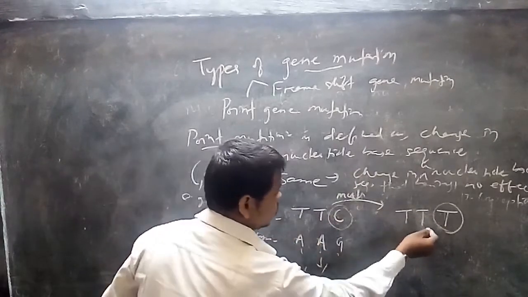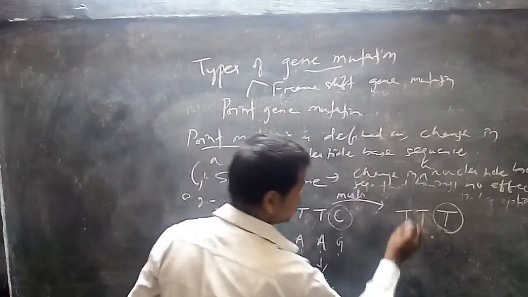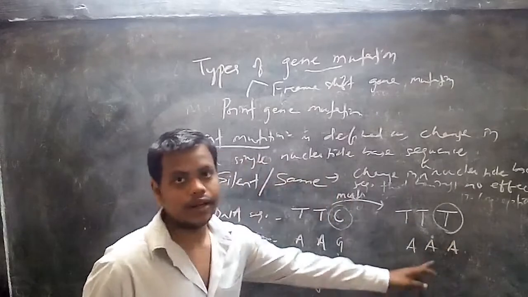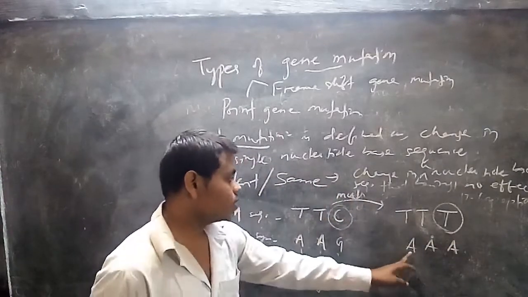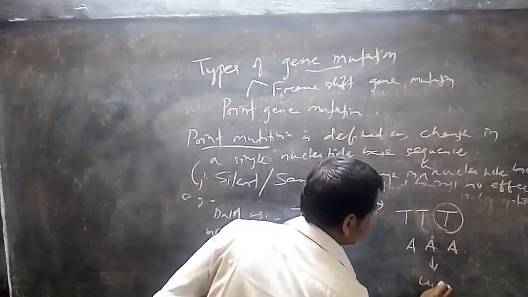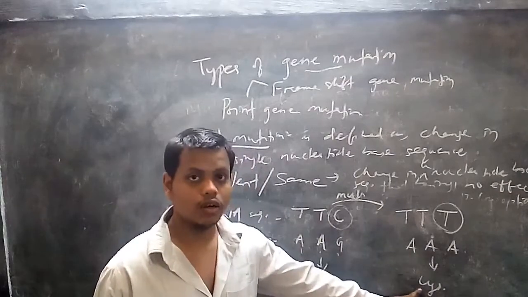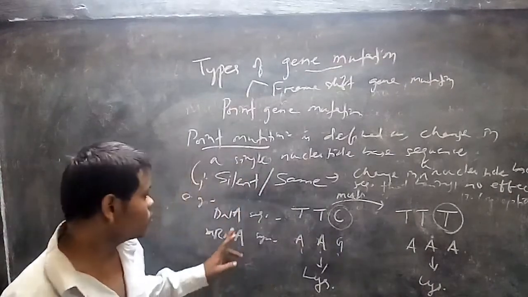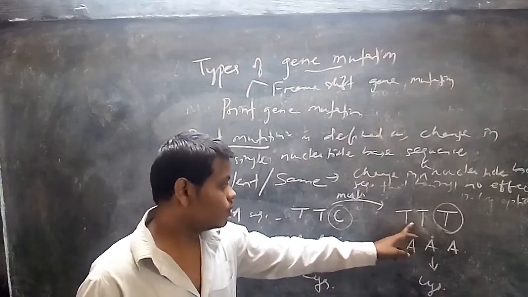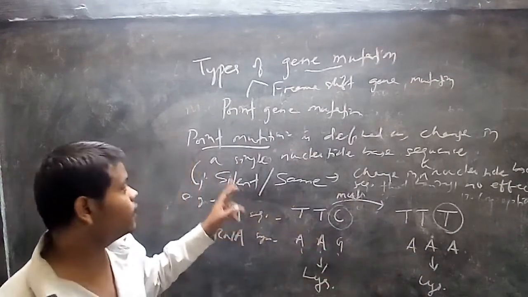This is called point mutation. If this mutation occurs in the DNA sequence, then the mRNA synthesized from this sequence will be AAA, adenine, and this AAA codon also synthesizes the same amino acid in protein synthesis, that is called lysine. So in this case mutation occurs, but the effect of mutation does not occur, and that's why it is called silent point mutation.